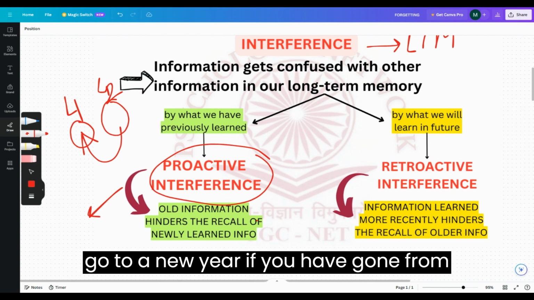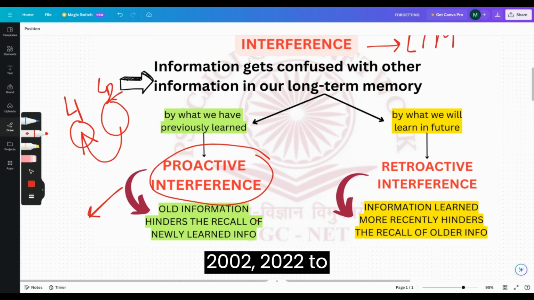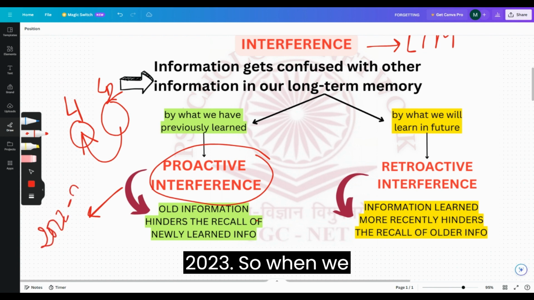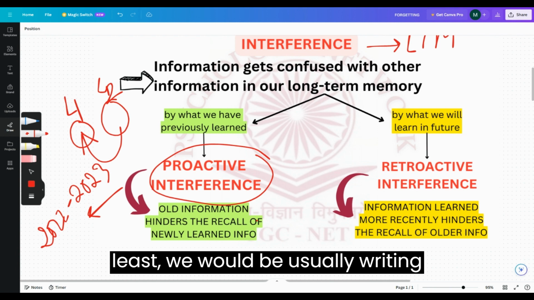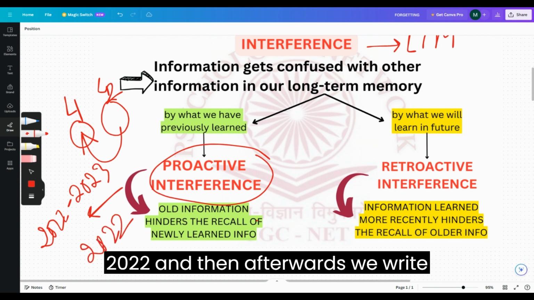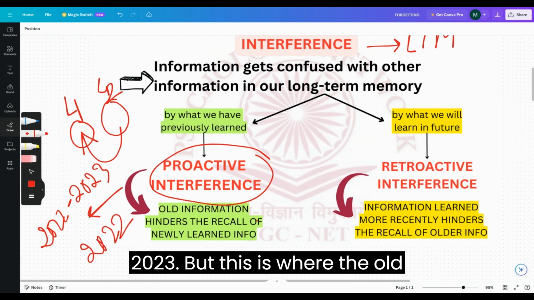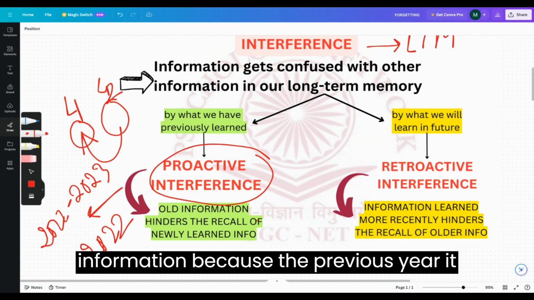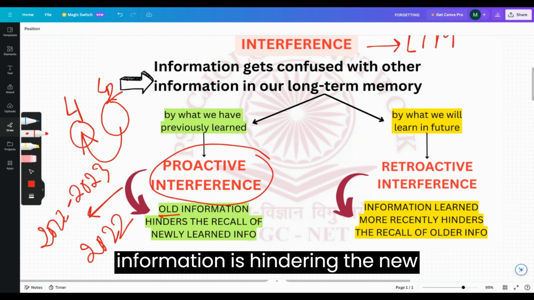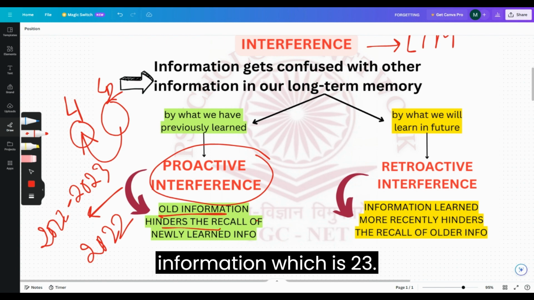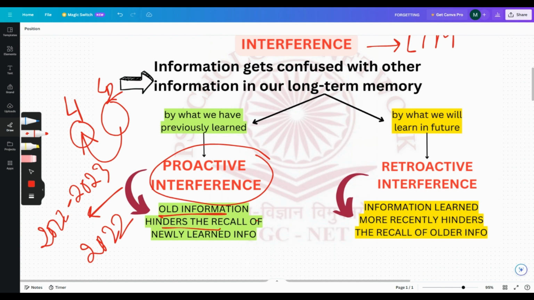Date. When we go to a new year, if you have gone from 2022 to 2023, when we write the date, from the first month at least, we would usually be writing 2022, and then afterwards we write 2023. This is where the old information, because the previous year it was 2022, we have learned that, the old information is hindering the new information, which is 2023.